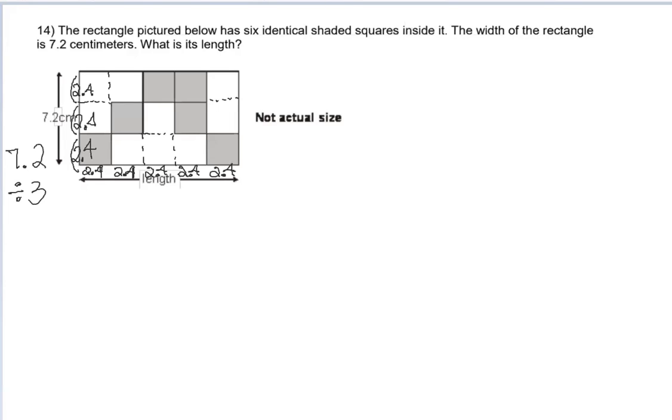And you can see that I have that 2.4 centimeters 1, 2, 3, 4, 5 times, or 2.4 5 times. I'm going to multiply that length of the square, 2.4, times the fact that I have 5 squares, and see that that rectangle then must be a total of 12 centimeters long.